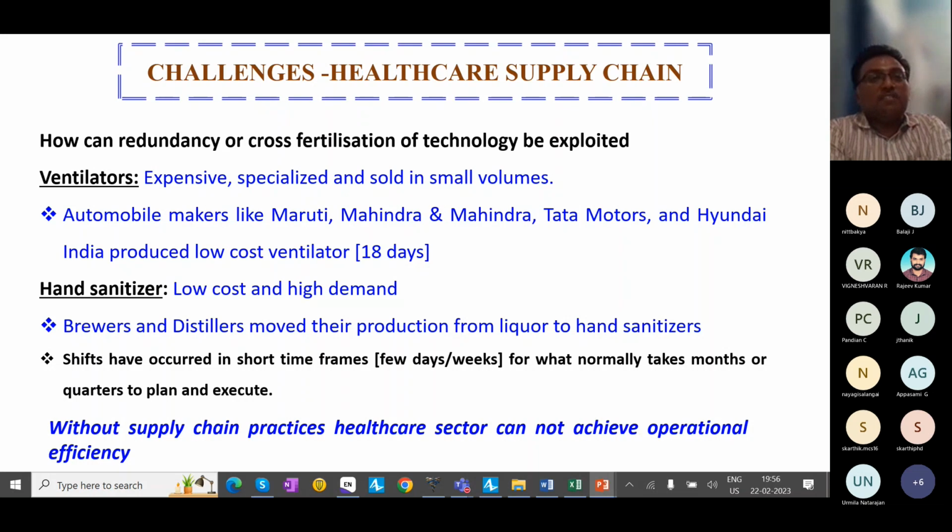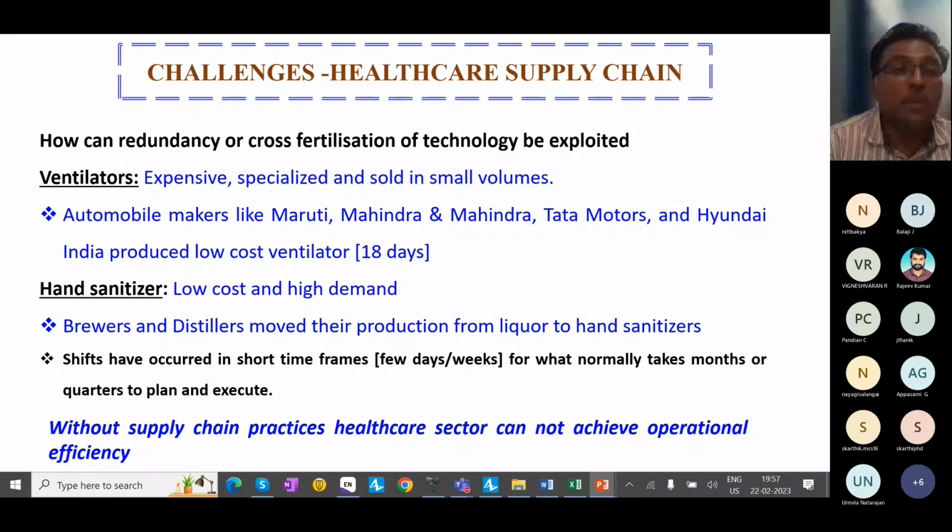And similarly, in the second wave, we had a shortage of oxygen cylinders, ventilators. You all remember that, right? Similarly, there was a demand for hand sanitizer. You see how a redundancy or cross fertilization of technology can be exploited. So what happened? Ventilators, of course, no hospitals used to keep many ventilators. You know, it's expensive and it may not be needed. Only in ICU, a few units may be needed. But what happened?